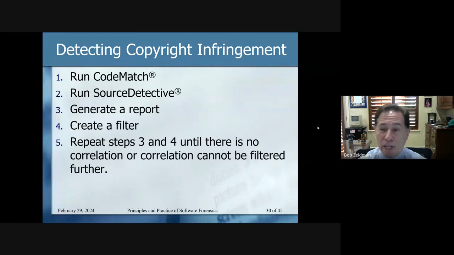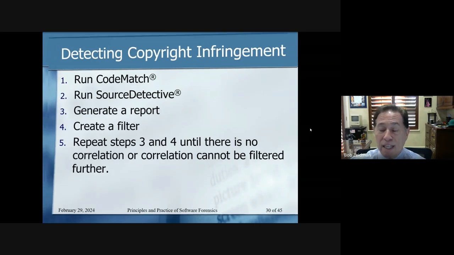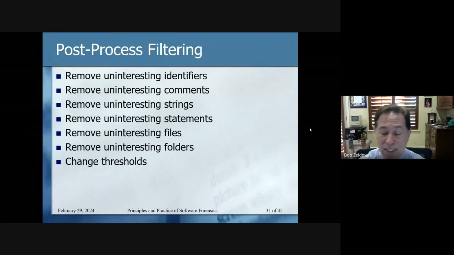From the report, create further filters to filter out things that are not signs of copying. Maybe they're not copyright protected. Again, they could be common elements, common algorithms. Filter that out and then continue to repeat steps 3 and 4 until either there's no correlation anymore, it's zero, or there's nothing else to filter out. And if it's not zero at that point, it's a sign that copying occurred.